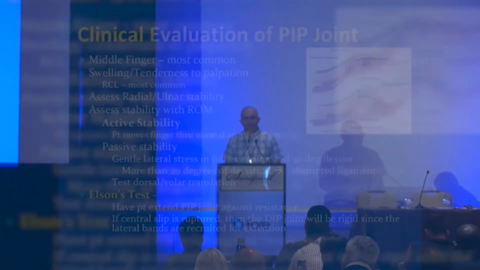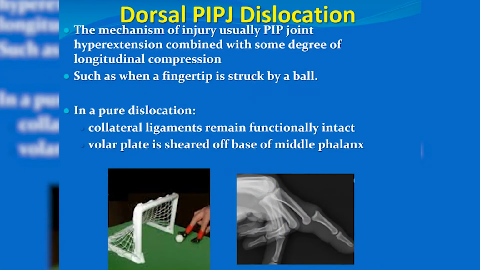So dorsal PIP dislocation, this is most common. This is what you'll primarily see. Again, a simple dislocation is not associated with the fracture. So this is something you should be able to reduce and buddy tape and start active motion. For some reason it's associated with the fracture, there's other treatment options. But again, even in this patient, you reduce it. If they're seen within a couple of days or a week, we'll confirm that and allow them to get back to their motion and rehab so they don't get stiff.